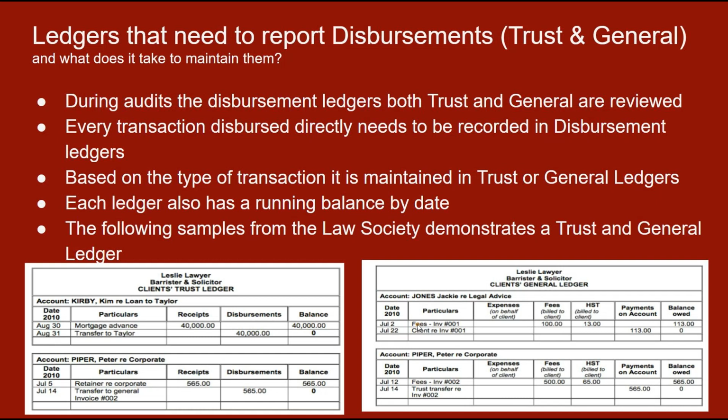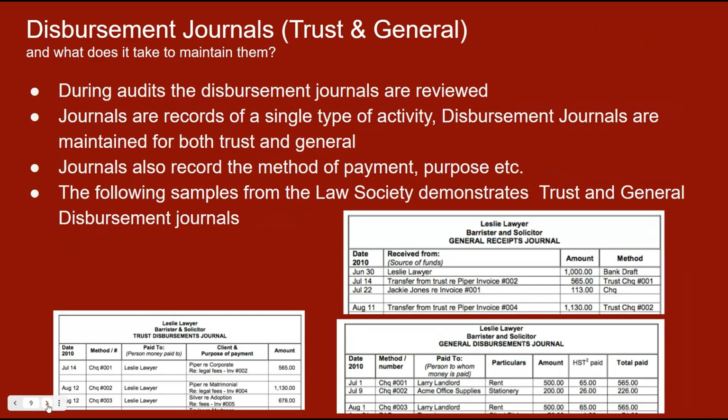Let's assume that this was an invoice where there was a $113 disbursement. You had generated that invoice, and on the 22nd, the client paid you that invoice, and then you recovered that $113. In this case, you have the jurisdictional tax that you charged them and received. Okay? Trust, there's no HST talk. General, there's HST talk. These are the ledgers.